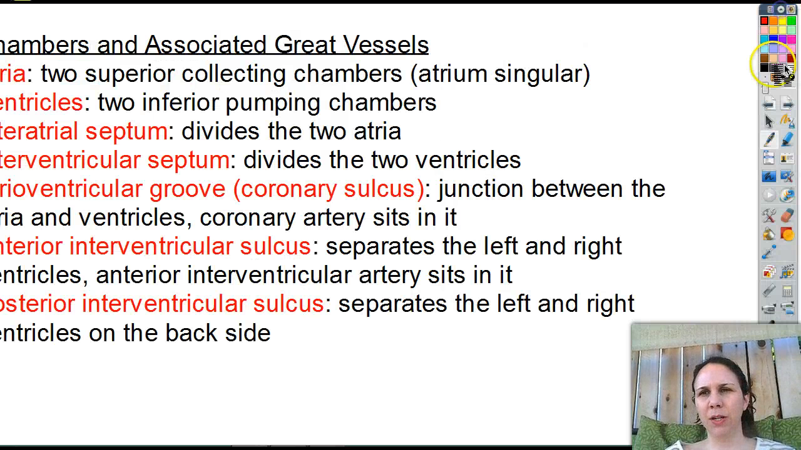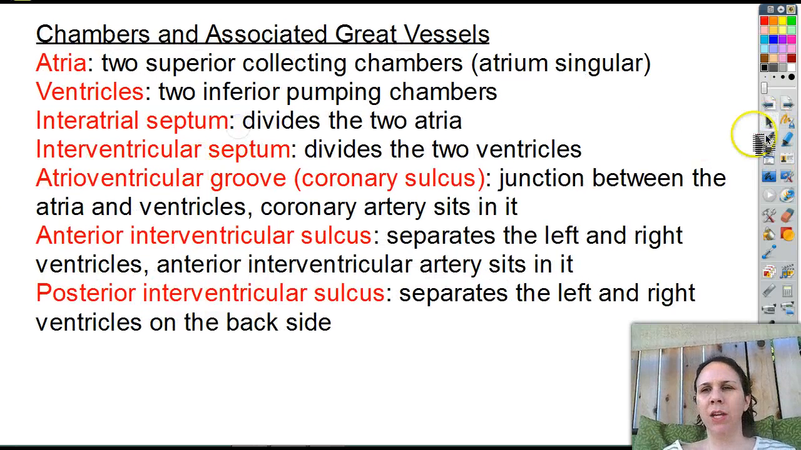Okay, next one, chambers of the heart. We are almost done. So we have the atria, which are the upper chambers of the heart. If we say one of them, it's atrium. More than one is atria. We have the ventricles, which are the two on the bottom, and they're the pumping guys.